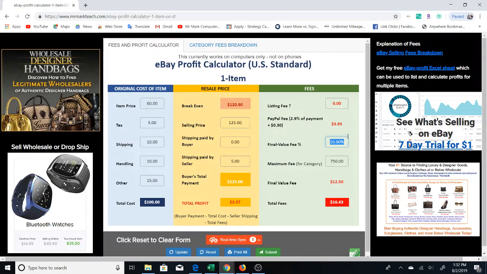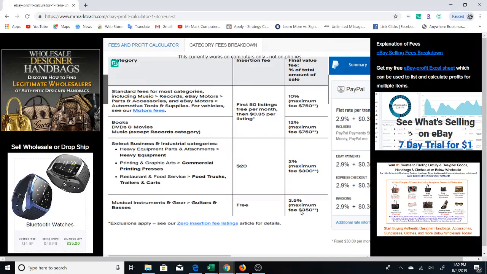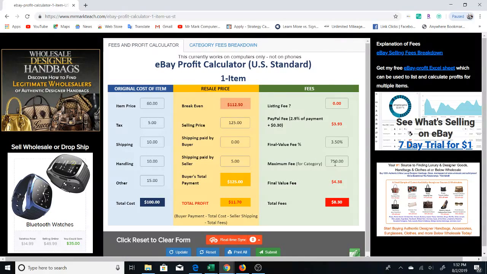Also, I'd like to show you that it is possible to change the final value fee. For instance, I could change this to 3.5% if I'm selling musical instruments. And just to look at the reference, the maximum is $350. So I will place $350, the maximum fee. So as you can see, 3.5% of this gives me a different final value fee of $4.38.